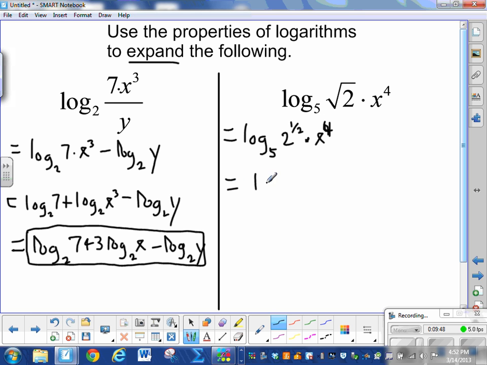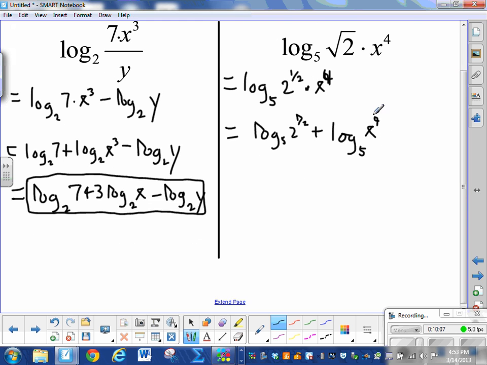So we're going to separate these into log base 5 of 2 to the 1/2 power plus, because multiplication is turned into addition, log base 5 of x to the fourth. So all we did so far was separate them. That's a 4.